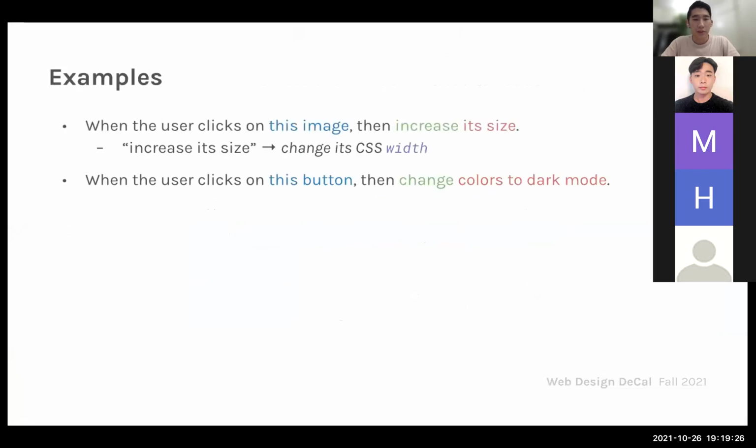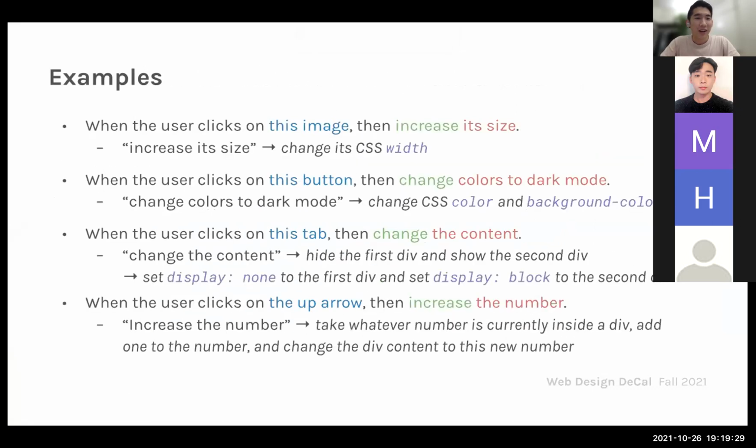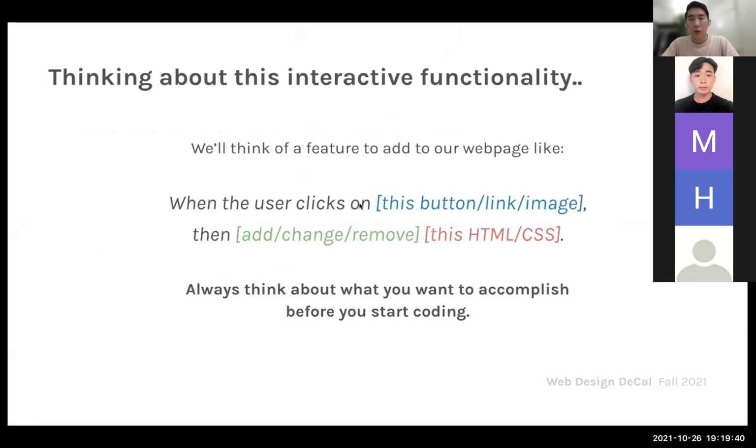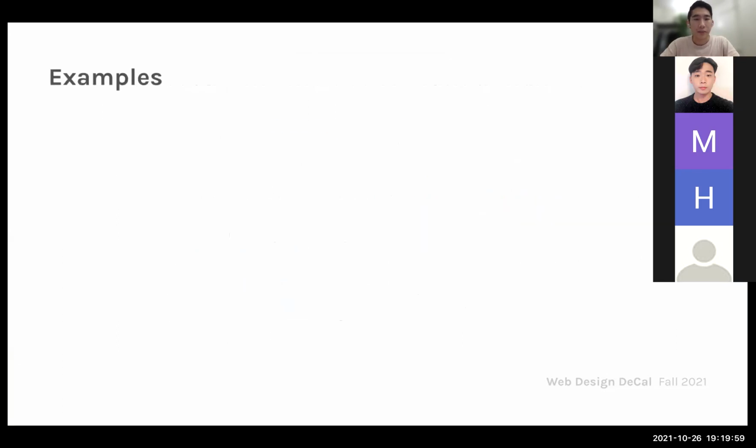So some examples, I'm just going to click through all of these, are: when a user clicks on a specific image, then increase that image's size. We could do that by changing the CSS width, right? As we saw in the previous slide, when we click something, then we want to add, change, or remove HTML or CSS accordingly. What we're doing with JavaScript is we change something on the page, but how do we change something on the page? We change something on the page, which is represented by HTML and CSS, just by adding or removing or changing some HTML and CSS.